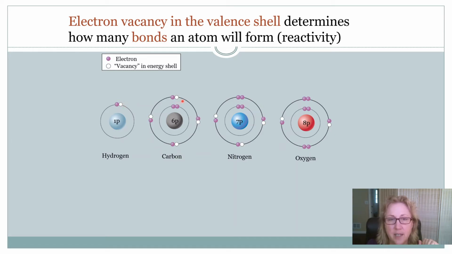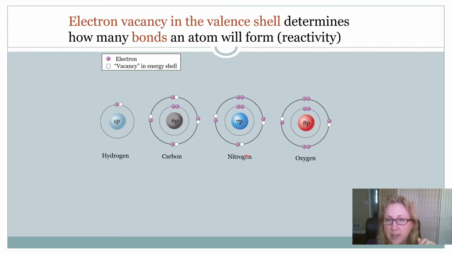electron vacancies are represented by the little white circles. So hydrogen here, that first electron shell wants to have 2 electrons in it. Hydrogen only has 1. So it's missing 1 electron, which means it's going to tend to form 1 bond with another atom. Carbon has 4 electron vacancies. It only has 4 electrons in its outer shell, and that outer shell wants to have 8. So that means carbon likes to form 4 bonds.